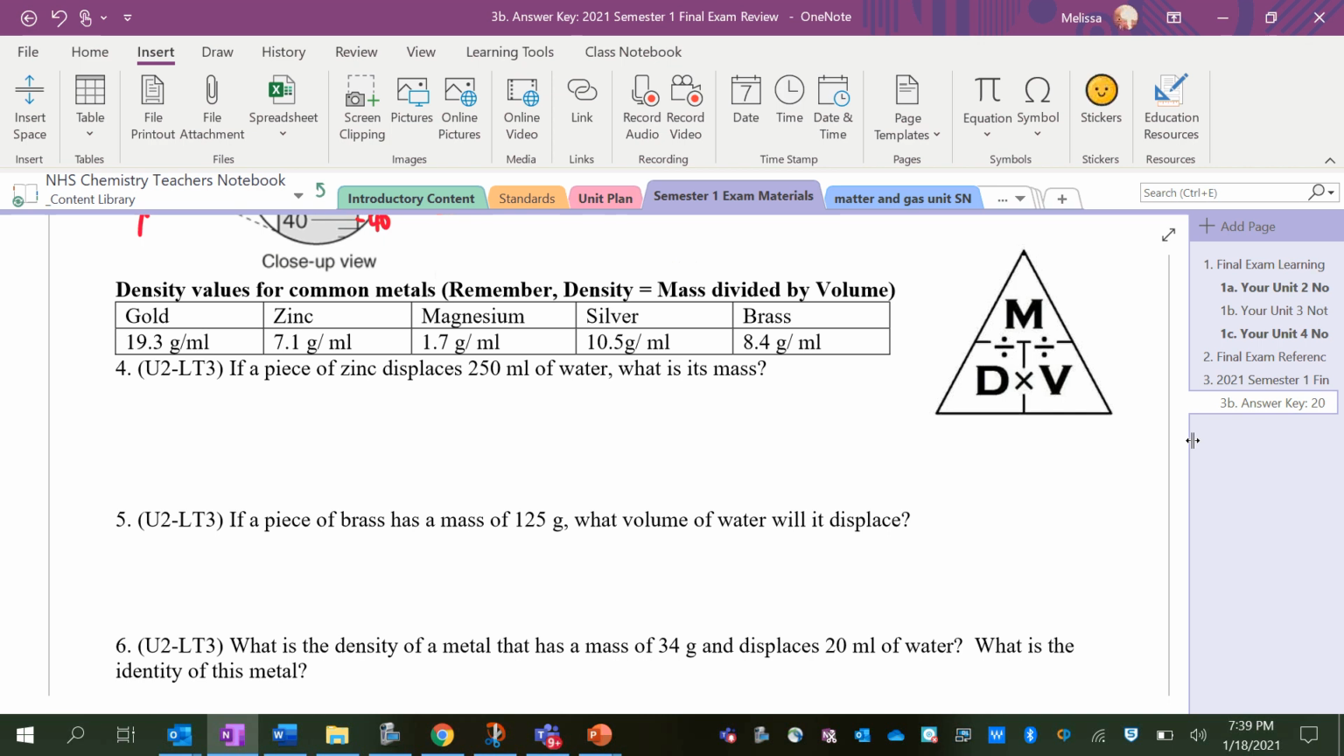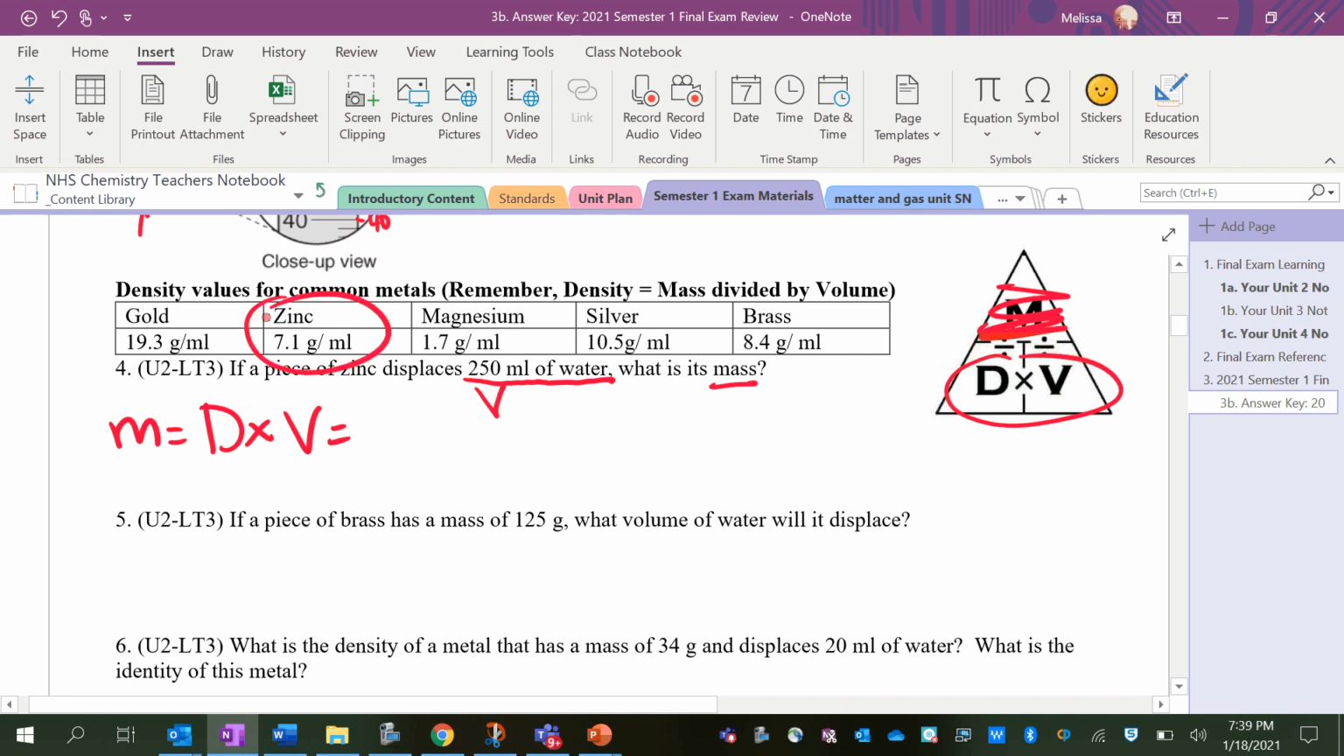Okay, so this says if a piece of zinc displaces 250 milliliters of water, when I see milliliters, I should say, okay, that is a volume. And it's asking for mass, so I cover up mass. So I'm going to need to do density times volume. So I'm going to write out my formula. Mass equals density times volume. And the density for zinc is 7.1 grams per milliliter times the volume, which is 250 milliliters.